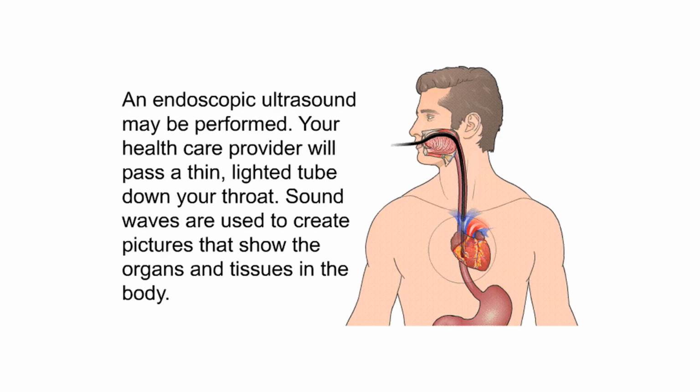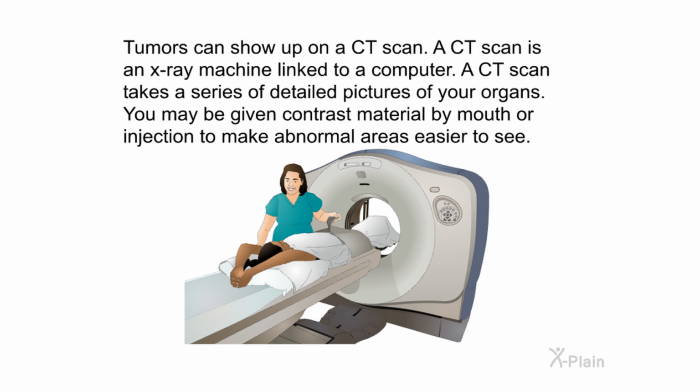An endoscopic ultrasound may be performed. Your healthcare provider will pass a thin, lighted tube down your throat. Sound waves are used to create pictures that show the organs and tissues in the body. Tumors can show up on a CT scan. A CT scan is an X-ray machine linked to a computer. A CT scan takes a series of detailed pictures of your organs. You may be given contrast material by mouth or injection to make abnormal areas easier to see.